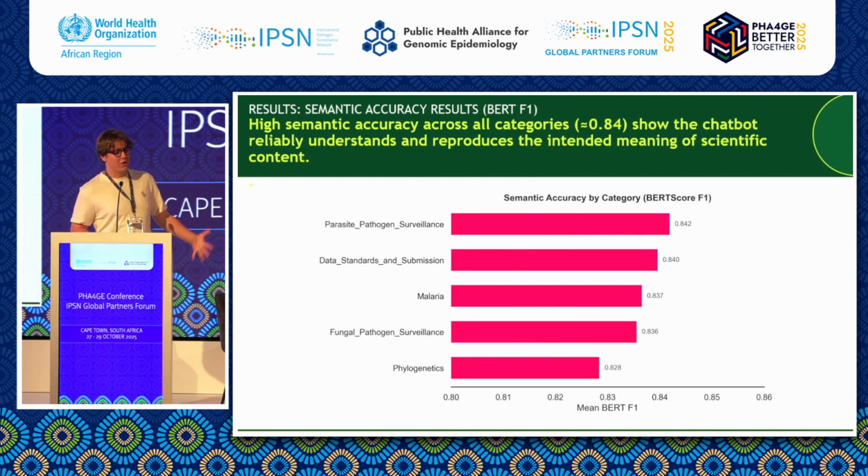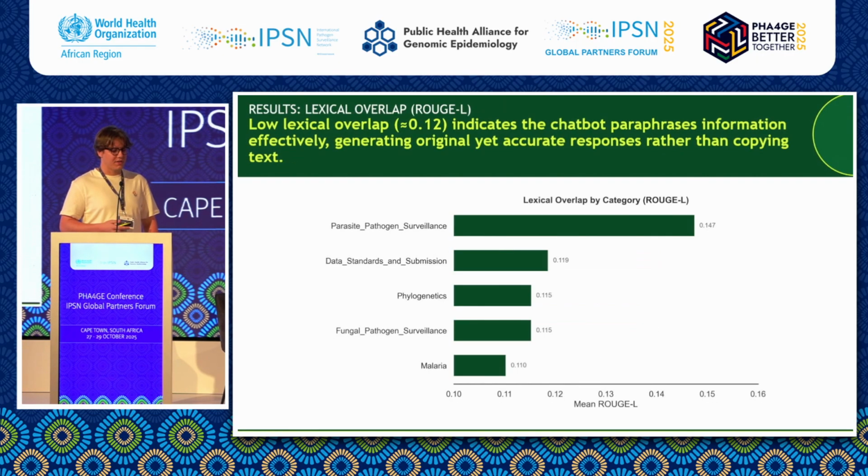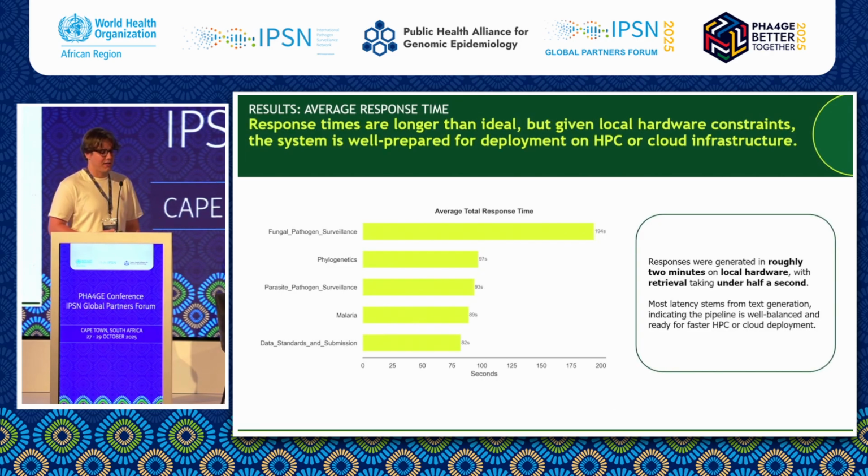So, across all 5 knowledge bases, the chatbot achieved an average BERT F1 score of around 0.84. That's considered a strong level of semantic alignment, meaning that the chatbot reliably understands and reproduces the intended meaning of the scientific context. The Rouge L score averaged about 0.12, which may sound low, but this is exactly what we want here. It means the chatbot doesn't rely on copying phrases from the literature. Instead, it paraphrases. Together, these 2 metrics, high BERT and low Rouge, show that the model understands, interprets, and rephrases complex ideas effectively.